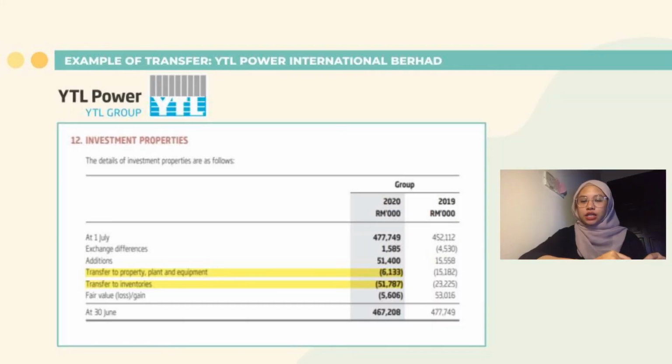Okay, this is the example of transfer based on the annual report of YTL Power International Berhad. YTL Power International Berhad is a subsidiary of YTL Corporation Berhad. So there is a transfer from investment property to PPE in 2020 and also a transfer from investment property to inventories.